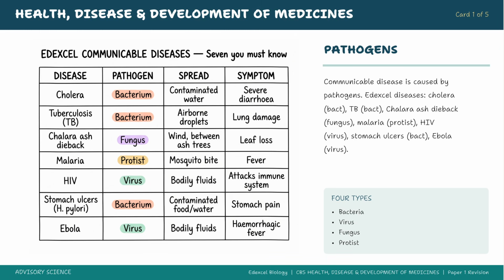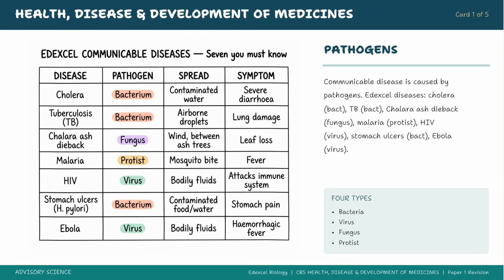Tuberculosis, or TB, is also bacterial and spreads through the air when an infected person coughs. It damages the lungs, and in serious cases, sufferers can cough up blood. Ash dieback is caused by a fungus that infects ash trees. It spreads on the wind between trees, causing the leaves to fall and the branches to die back.